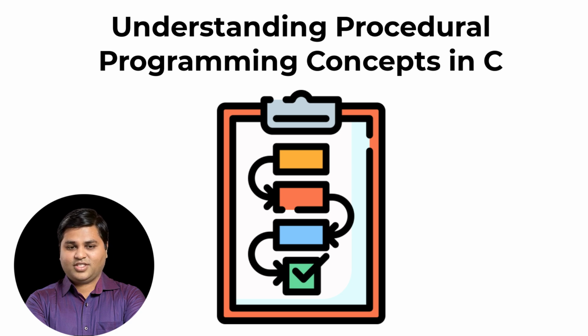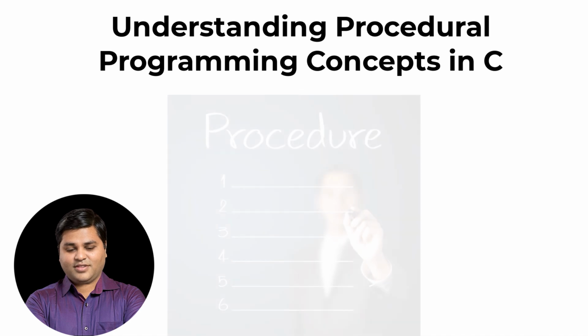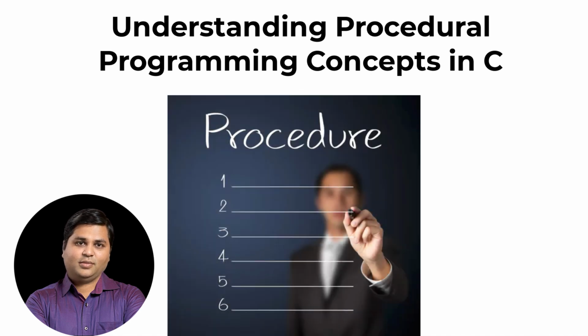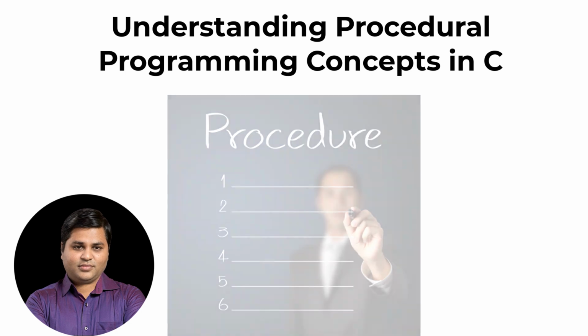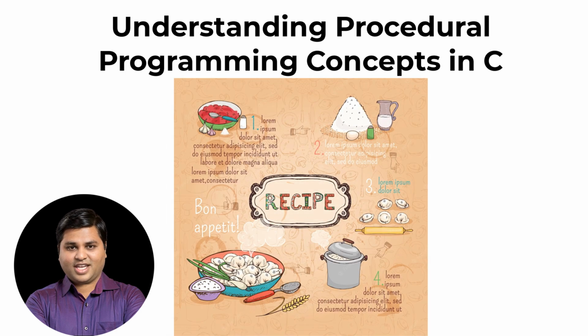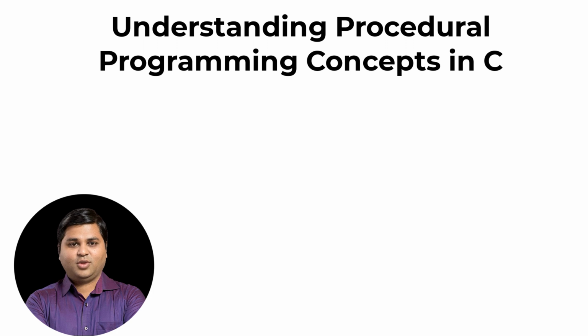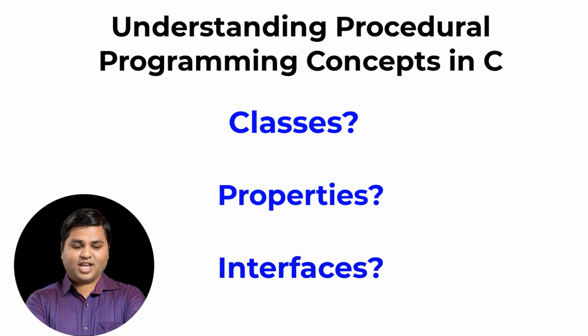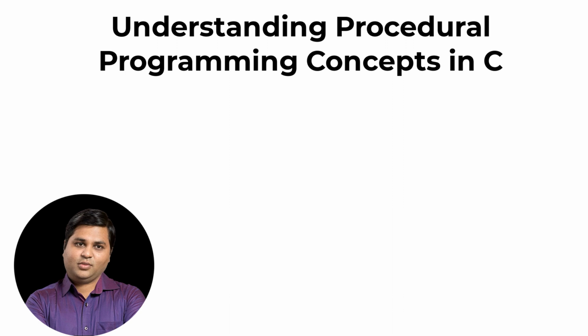In C, we use procedures to create programs. A procedure is a set of instructions that perform a specific task. It's kind of like a recipe for cooking, where you have a set of steps to follow to make a dish. In programming, we have a set of steps to follow to make a program. You might be used to using object-oriented programming languages, which use things like classes, properties, and interfaces to create programs. C doesn't use those things. Instead, we just use procedures.